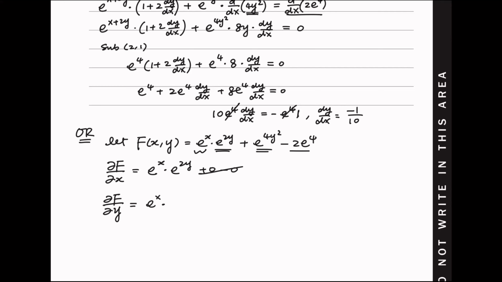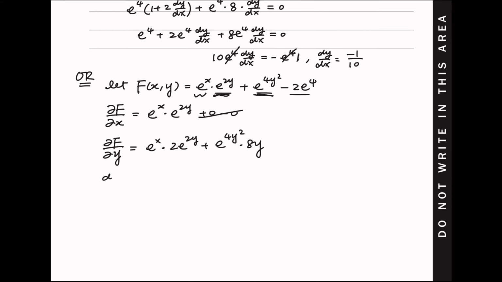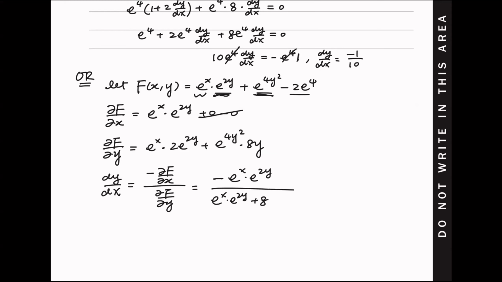So I still have e^x, but then the derivative of e^(2y), now I'm just treating y as a variable, is 2 times e^(2y) plus, okay, I have to get e to the power 4y squared times 8y, okay? So how can I bring these two together to get the dy/dx? Well, for dy/dx, there is a handy formula: partial f partial x with a negative, divided by partial f partial y. So you get a minus e^x times e^(2y) divided by e^x times e^(2y) plus 8y times e^(4y^2).